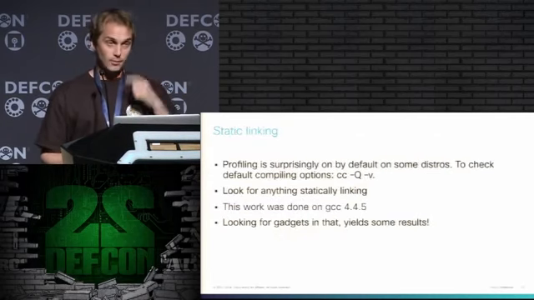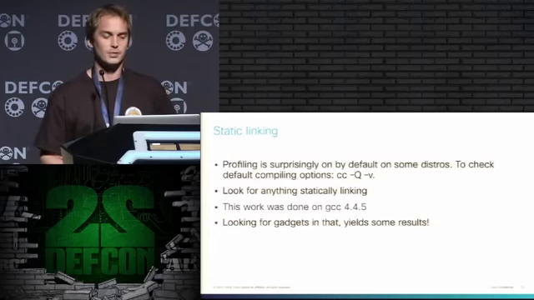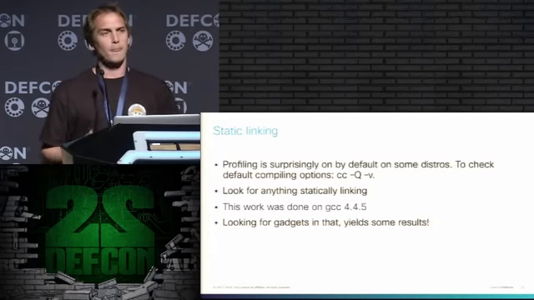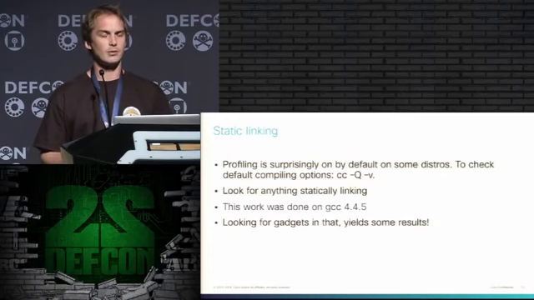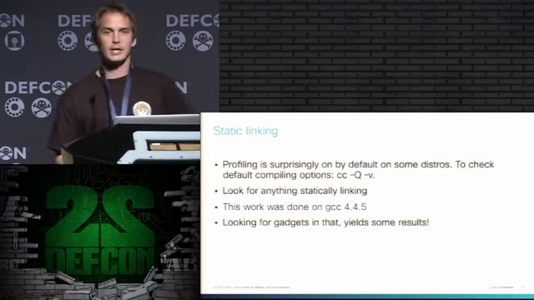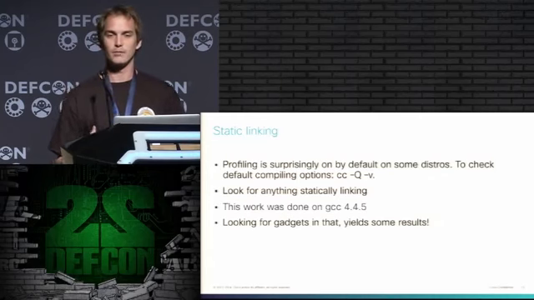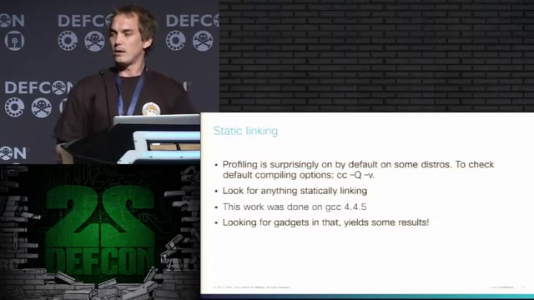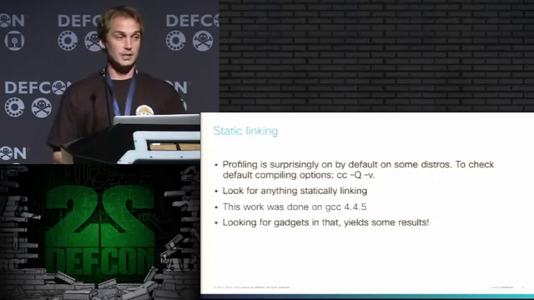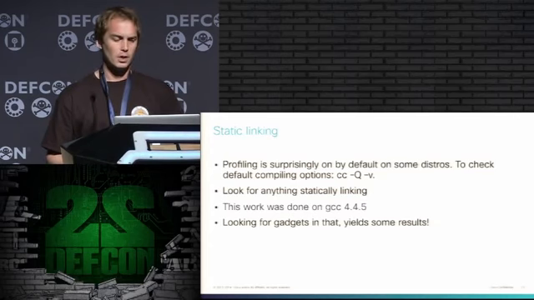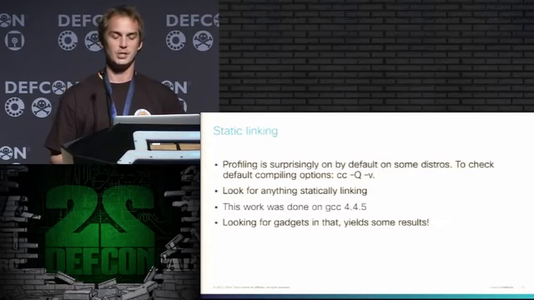What was surprising to me is that profiling seems to be enabled by default on some distributions, so this stuff is actually statically linked into your program, and all these little tiny pieces of assembly are put into your program without you knowing about it. To check what the default options are for GCC, you can have a look at gcc -Q -v, which will dump the list of compiler options that are set by default, and you might find some interesting stuff. This work was done for GCC 4.4.5, which is pretty old, and I looked for gadgets inside the code that was embedded by GCC into the target binary.